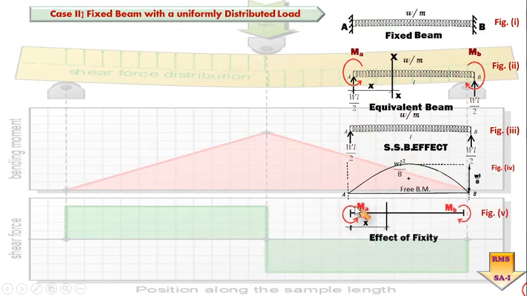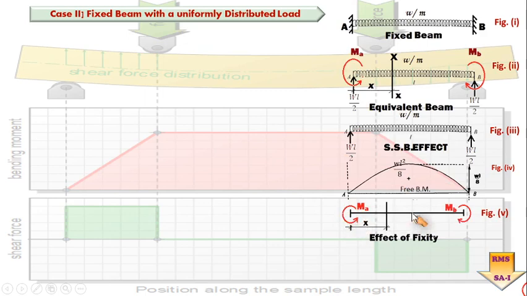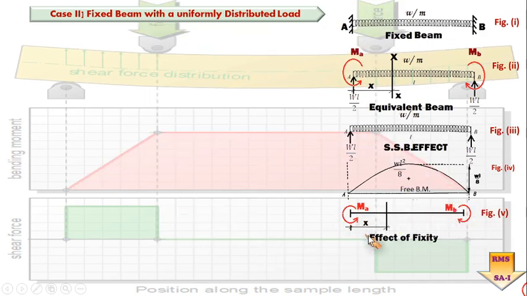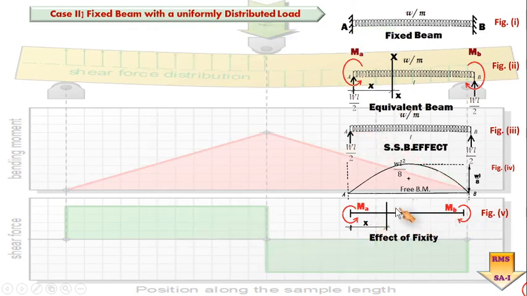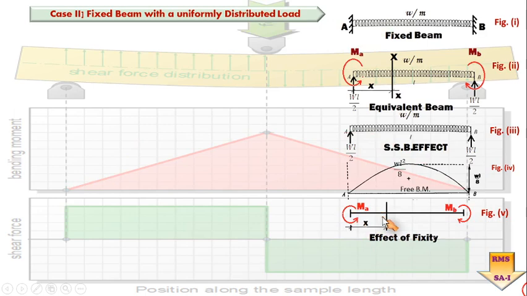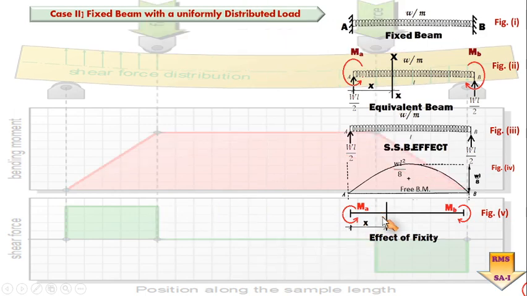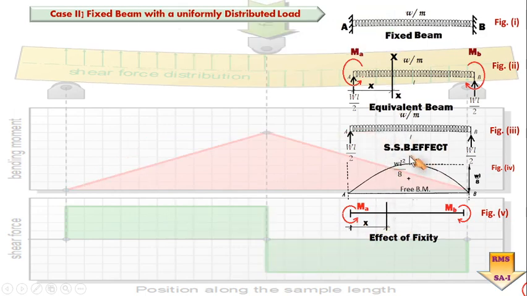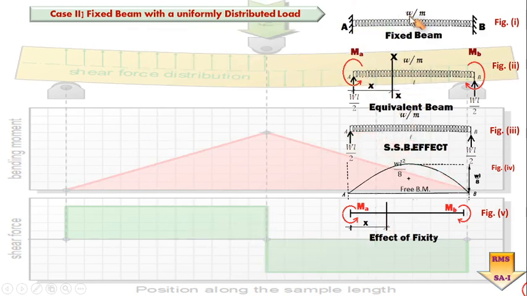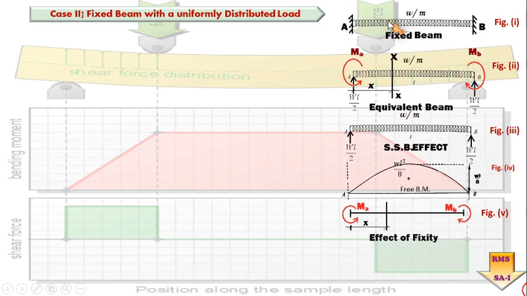Moving ahead, I'll simply consider the effect of fixity now. Here only because of that fixity there will be couples acting in this particular direction at points A and B. So this particular figure 5 gives you the simple effect of the fixity at points A and B, and when I combine this fixity effect along with the simply supported beam effect, I will ultimately have this, which is diagrammatically shown in figure number 1.